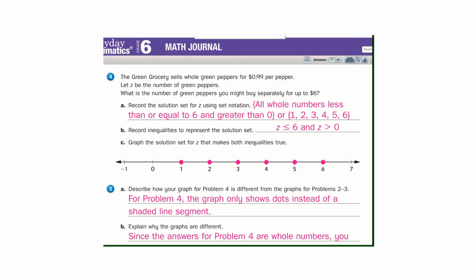Basically because you can't go to the store and buy half of a green pepper, 2/3 of a green pepper, 4 1/4 of a green pepper. You can buy whole green peppers, so that's why it looks different.